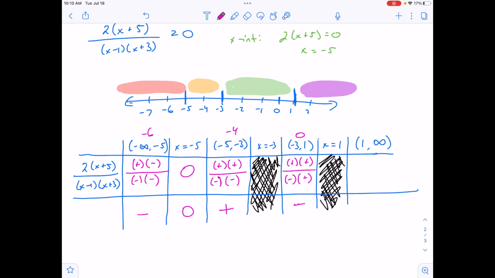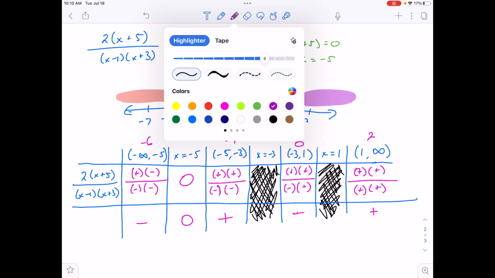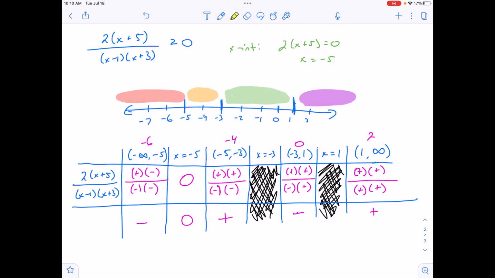And my last interval here, I'm going to be checking between 1 and positive infinity. I'll use the number 2. 2 is always positive. 2 plus 5 is positive. 2 minus 1 is positive. And 2 plus 3 is positive. The whole thing is positive. So our original question was asking us, when is it greater than or equal to 0? When is it positive or at 0? Well, it's positive here, and it is 0 at -5. And so I can write my therefore statement at the very end.